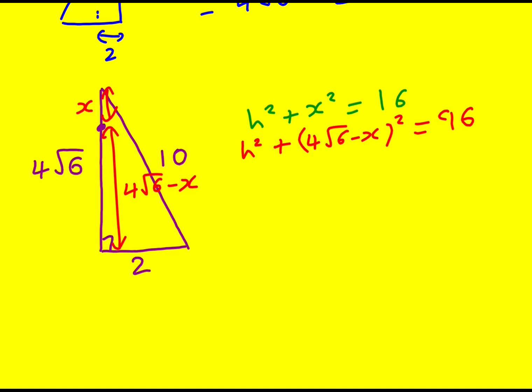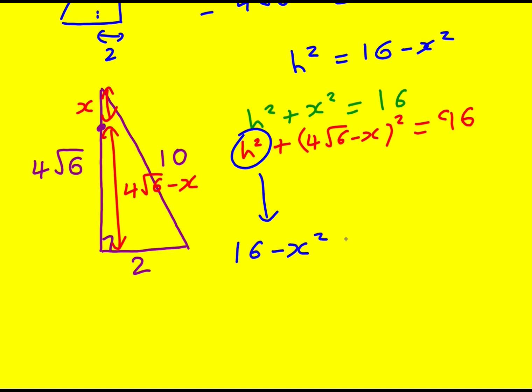So I'm going to rearrange the top one. Although we want to find h, this thing in here looks quite complicated, so I'm actually going to try and find x to start with, and I can make h squared the subject. It's going to be 16 minus x squared. And then I can replace that by 16 minus x squared. So 16 minus x squared plus 4 root 6 minus x squared is equal to 96.